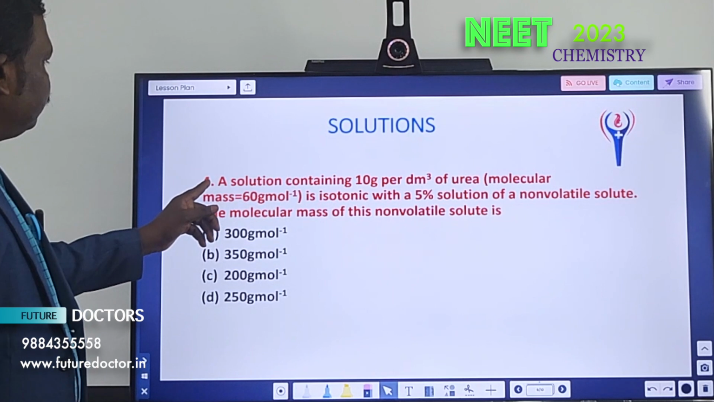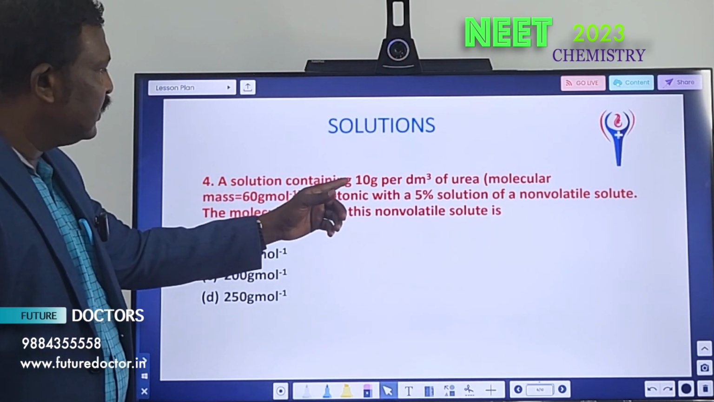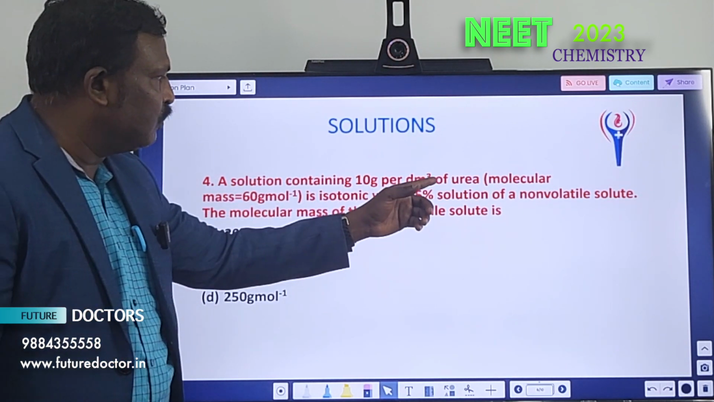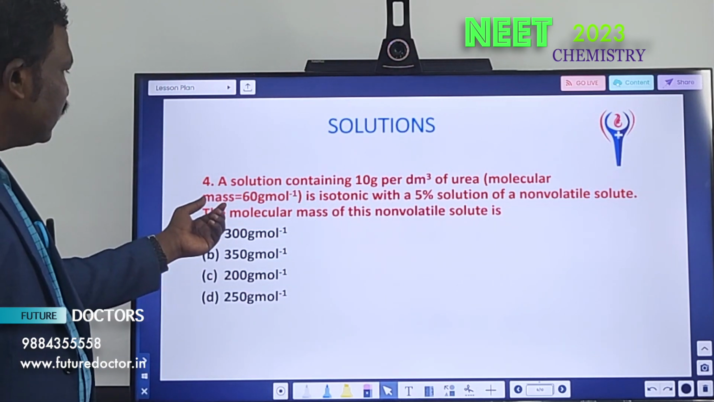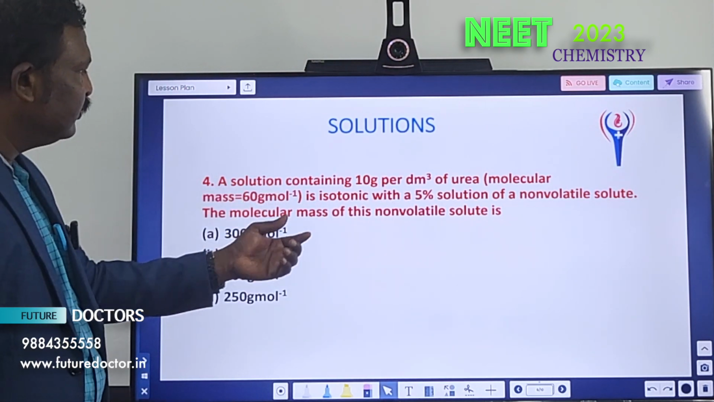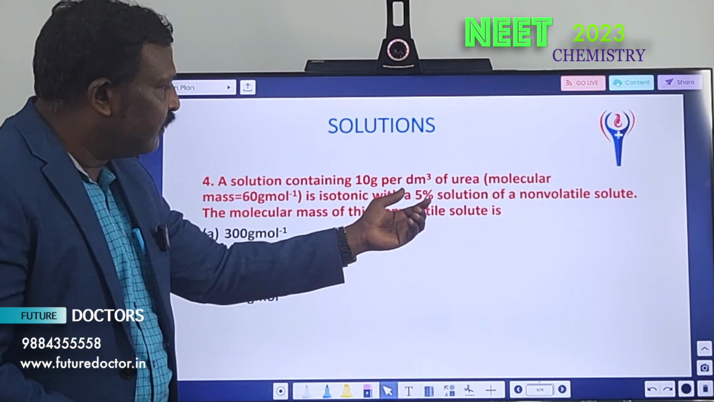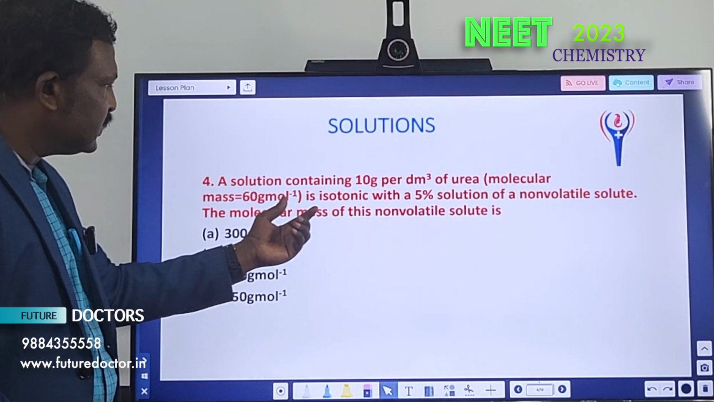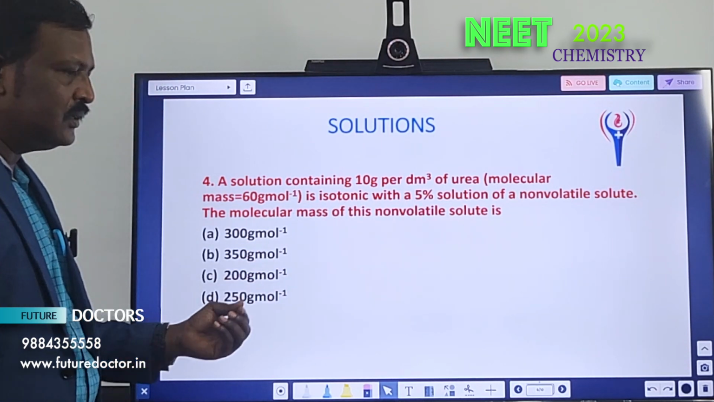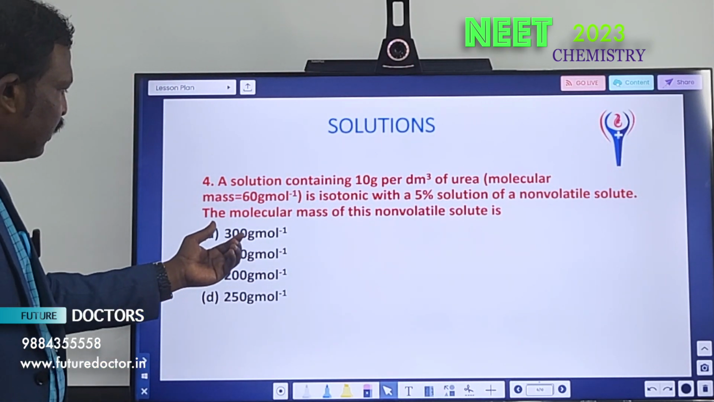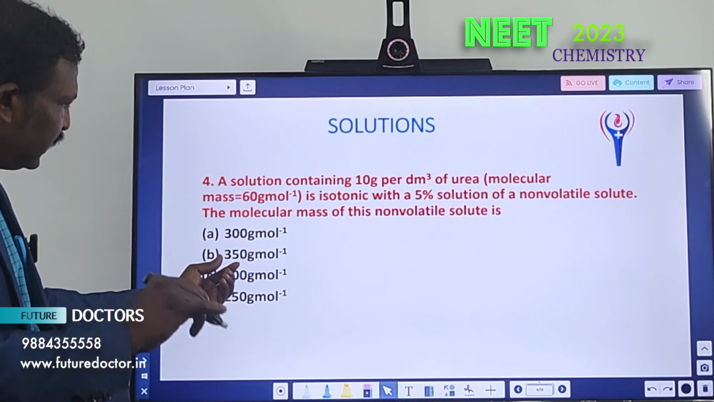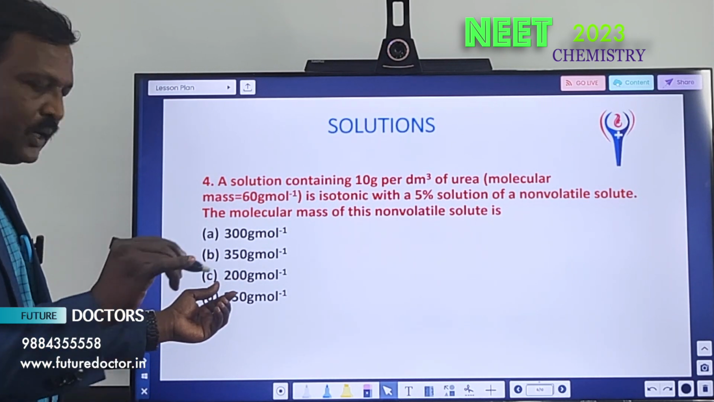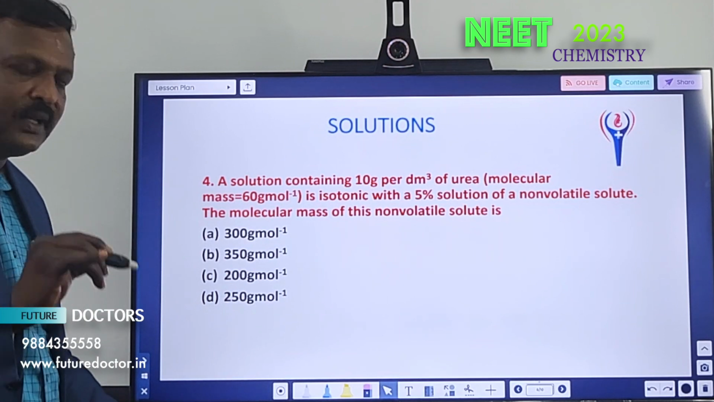Fourth question. A solution containing 10 gram per decimeter cube of urea (molecular mass is 60 gram per mole) is isotonic with a 5% solution of a non-volatile solute. The molecular mass of this non-volatile solute is dash. Option A 300 gram per mole, option B 350 gram per mole, option C 200 gram per mole, option D 250 gram per mole.